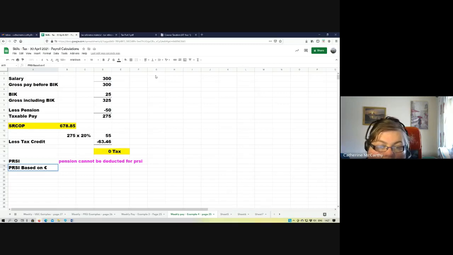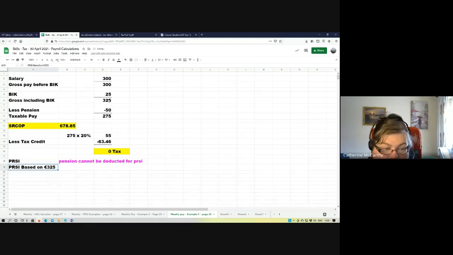So if the pension cannot be deducted, what is my PRSI going to be based on? Which figure will I pay PRSI on? It'll be my figure before the pension, so it'll be on the 325, okay? So the BIK would also be included, so it will be the 325. You pay tax, you pay PRSI, and you pay USC on the gross, including the benefit in kind there.